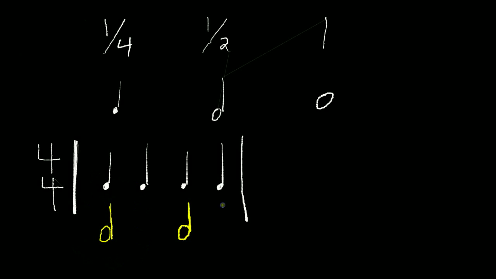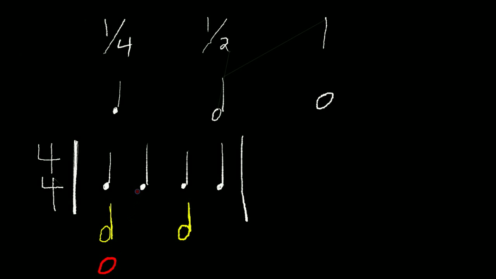And then finally, we have our whole note, which I'll do in red down here. As we said earlier, a whole note gets 4 beats. So a whole note occupies 4 whole beats in 4/4 time. A whole note takes up this entire measure. A whole note is the whole measure. That's why these notes are called whole notes.